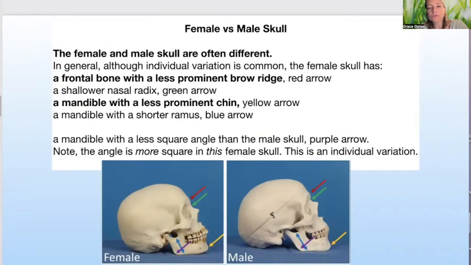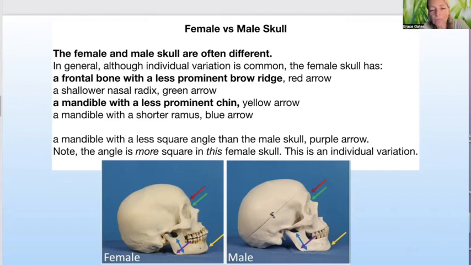Now, a bit on the female versus the male skull. They are often different in general, although individual variation is common. The female skull has the following: a frontal bone with a less prominent brow ridge, that's shown with the red arrow, a shallow nasal radix, which is kind of like the indent below the brow ridge, shown with the green arrow, a mandible with a less prominent chin, shown with the yellow arrow, a mandible with a shorter ramus, shown with the blue arrow, and then a mandible with a less square angle than the male skull, shown with the purple arrow.